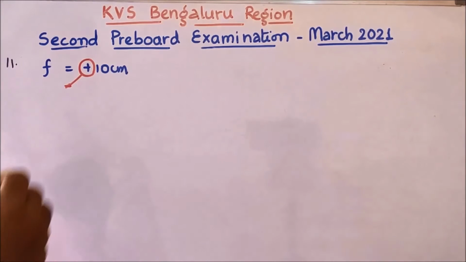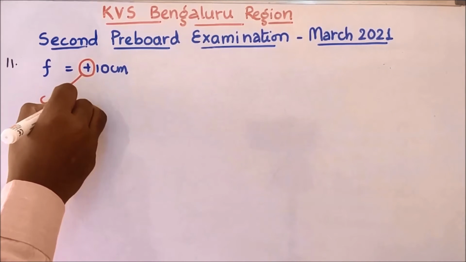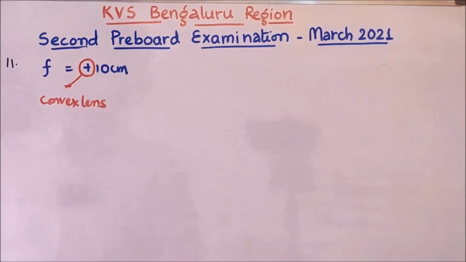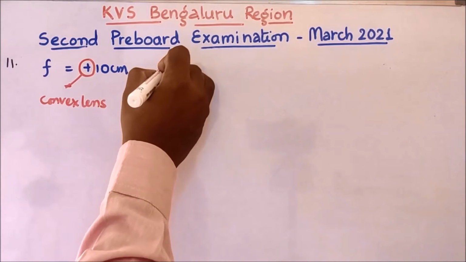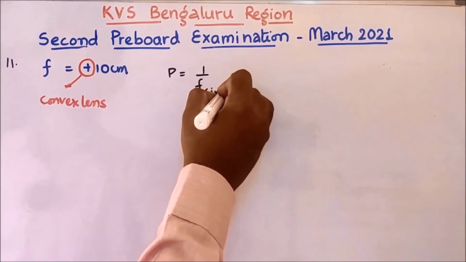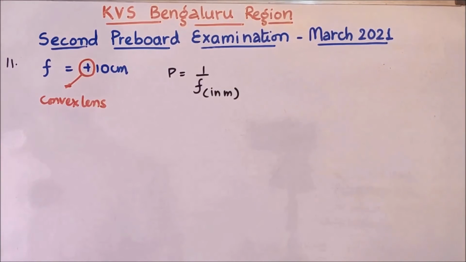Plus indicates that it is a convex lens. And what is the formula of power? Power is equal to 1 by focal length. Remember, this focal length should be in meters. That means we need to convert this focal length into meters.